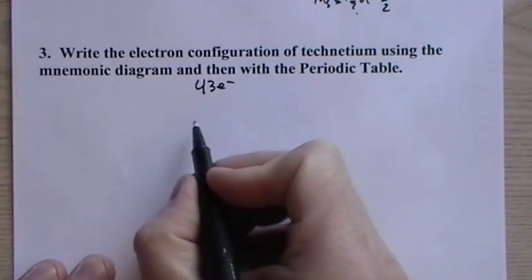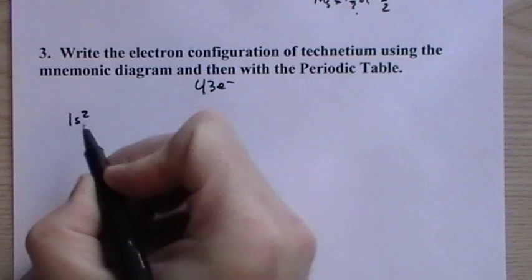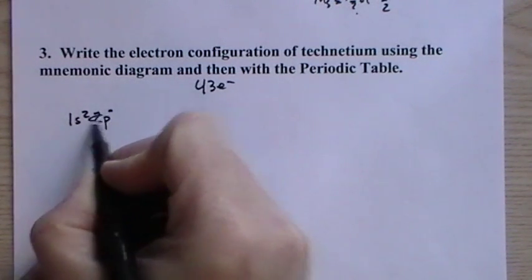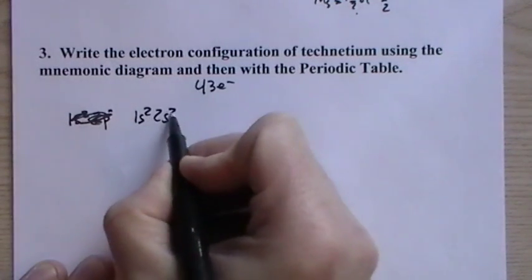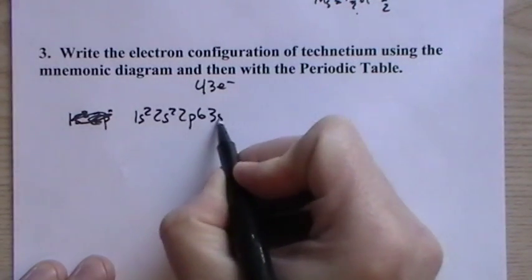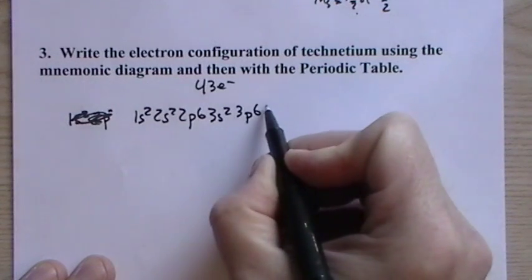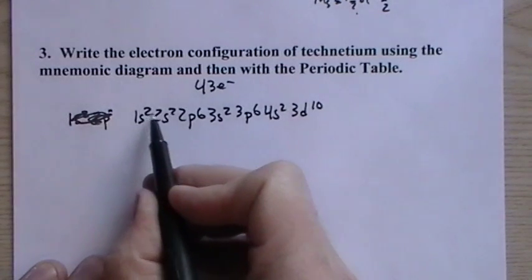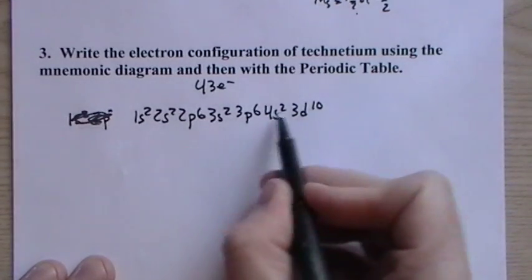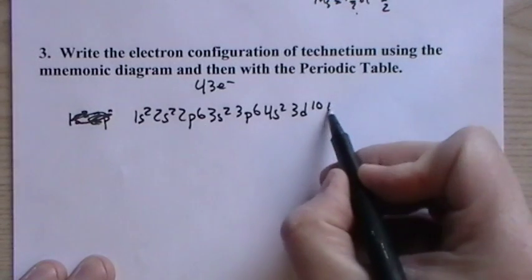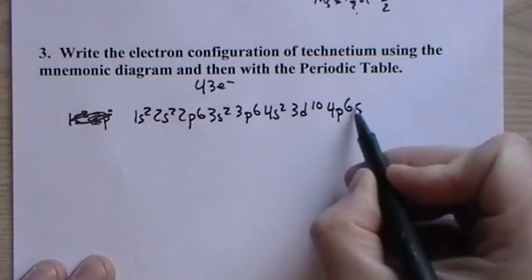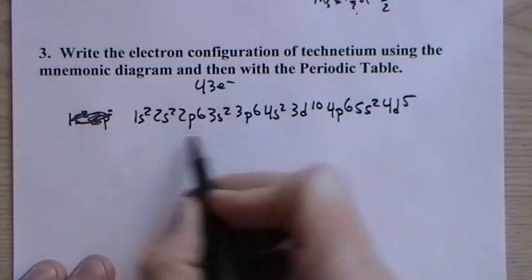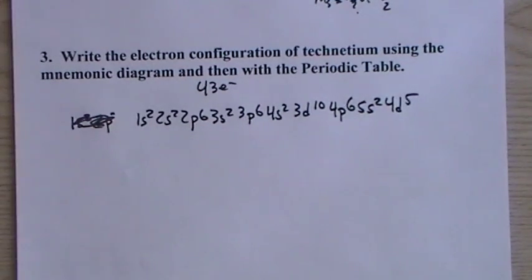And I'm just going to do it by the mnemonic, assuming that you have one sitting next to you. So it's 1s2, 2s2, 2p6, 3s2, 3p6, 4s2, 3d10. Now that means we have 2, 4, that's 10, 20, 30 electrons so far. Then this would make it 36, 38, and then 4d5, that's 43. So that is our electron configuration.